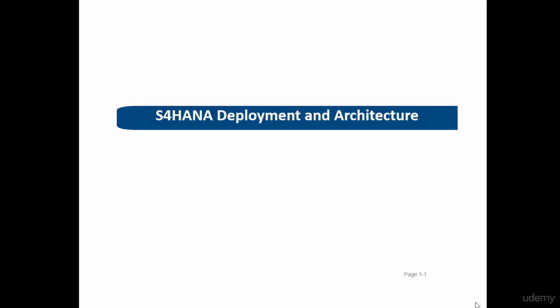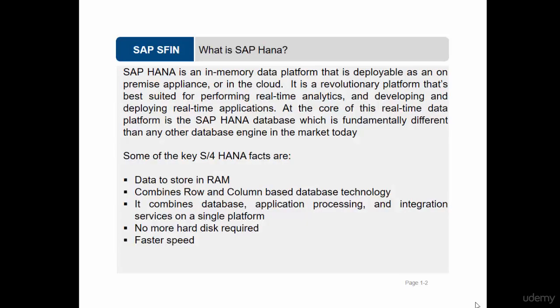Now let's take a look at SAP S4 HANA deployment and architecture and try to understand it a little deeper. So, what exactly is SAP S4 HANA? SAP HANA is an in-memory data platform that is deployable as an on-premise appliance or in the cloud. It is a revolutionary platform that's best suited for performing real-time analytics and developing and deploying real-time applications. At the core of this real-time data platform is the SAP HANA database, which is fundamentally different than any other database engine in the market today.